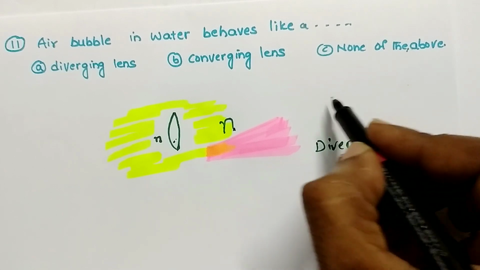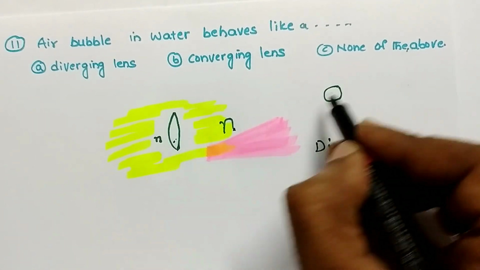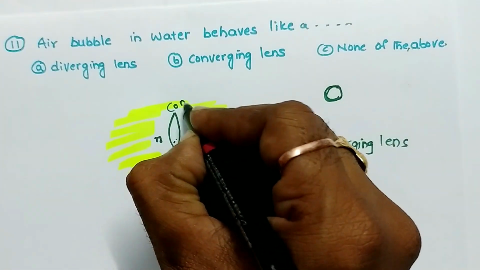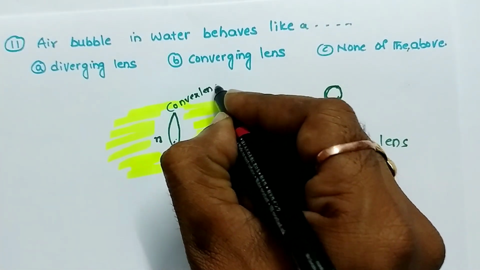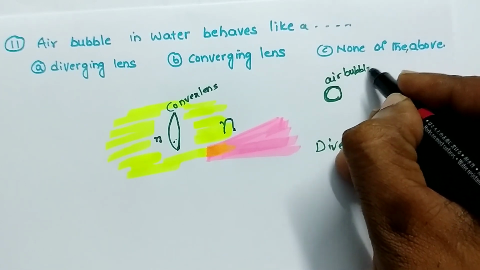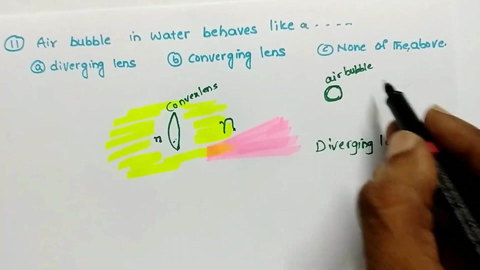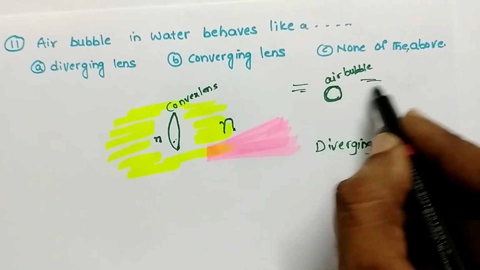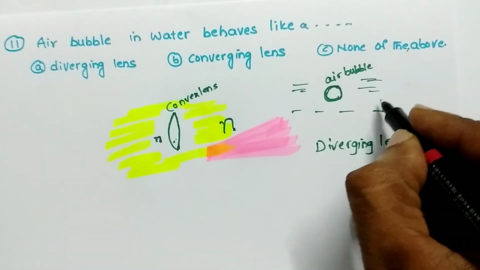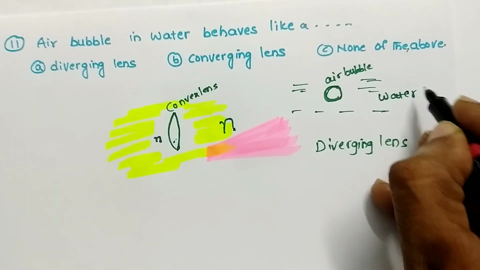Here, the air bubble behaves like a convex lens. This is the air bubble, and it behaves like a convex lens. This is kept in a medium, that is water. This air bubble is kept in water.